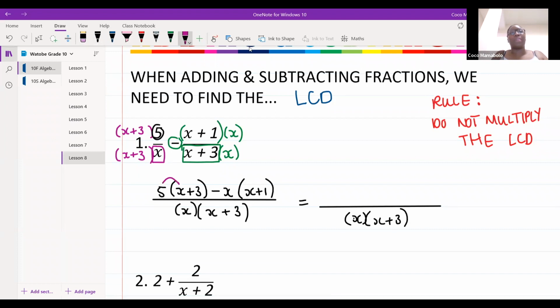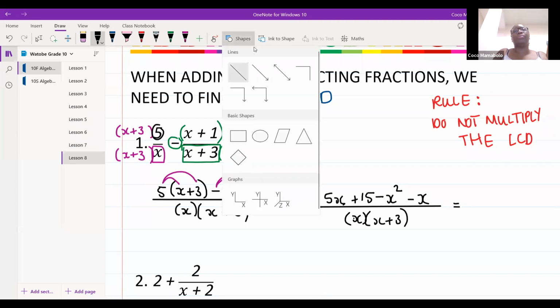Okay, so I'm going to go 5 times x, 5 times 3, negative x times x, negative x times 1. So 5 times x will give me 5x. 5 times 3 is 15. Negative x times x is negative x squared. And negative x times 1 is negative x. What do I still need to do, guys? I'm not done. What do I need to do still?